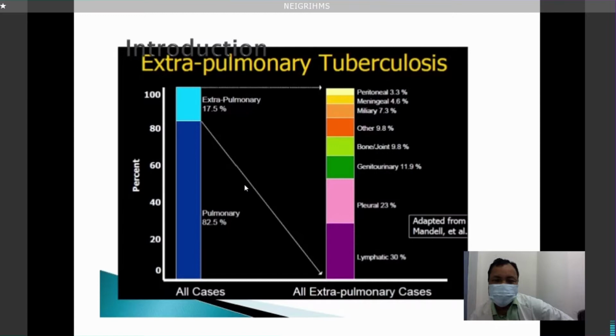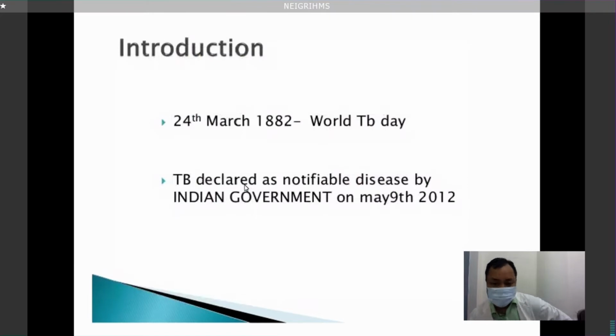So these are the various extrapulmonary manifestations of tuberculosis that you can come across. Other than the intestine or the peritoneal cavity, you can get it in the brain, bones, joints, even the genitourinary system, etc. The Government of India declared TB a notifiable disease in the year 2012.